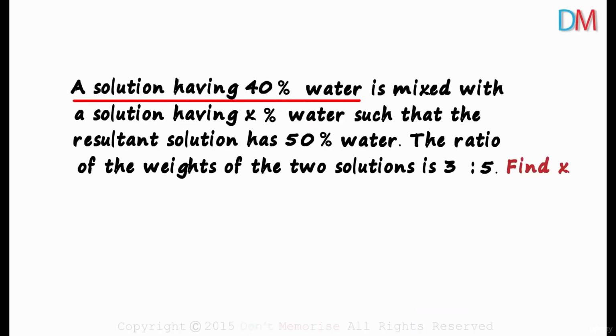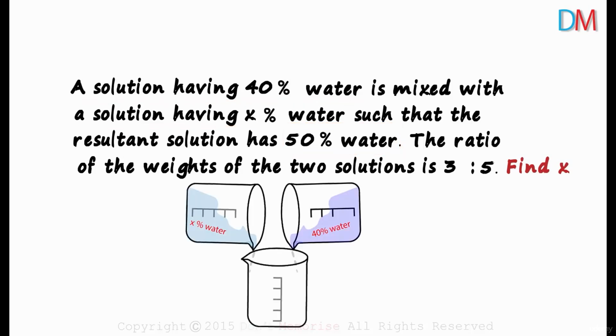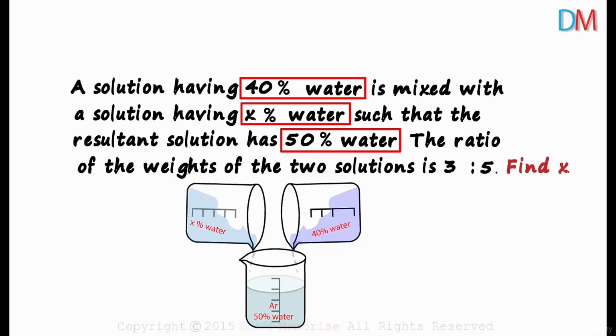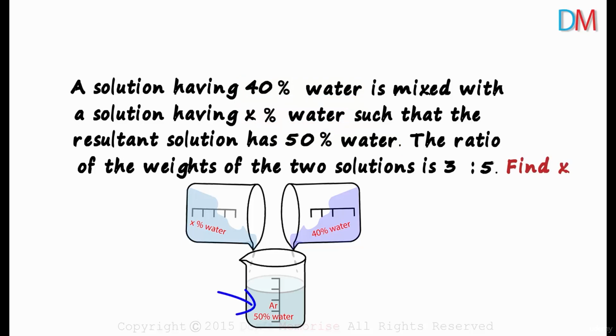A solution having 40% water is mixed with a solution having an undisclosed amount of water such that the resultant solution has 50% water. Two solutions are mixed here. One solution has 40% water and the other has X% water. We shouldn't really care about what the rest of the solution is. In all cases, we just look at the water percentage. Now both these solutions are mixed and the resultant solution has 50% water.